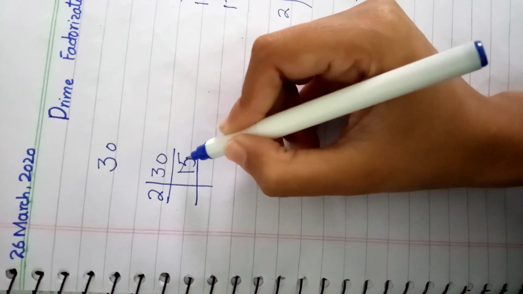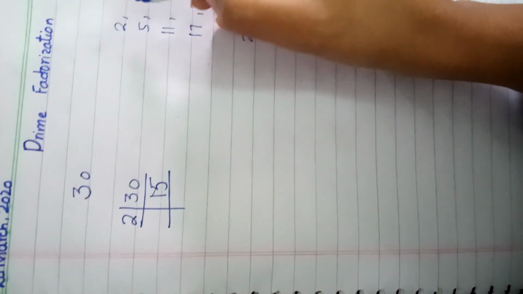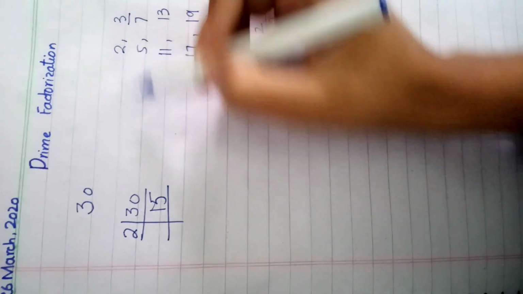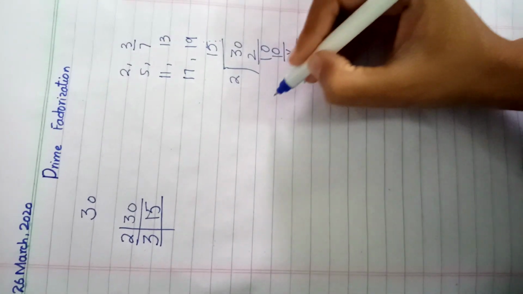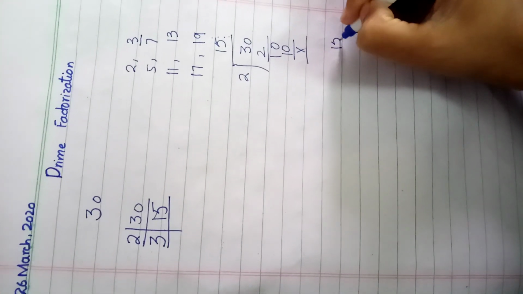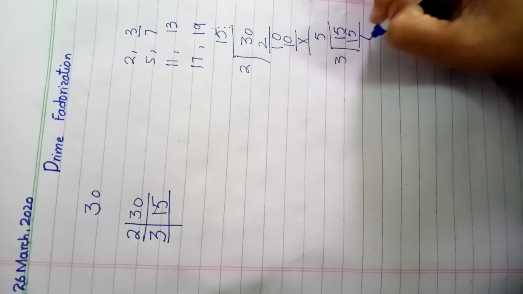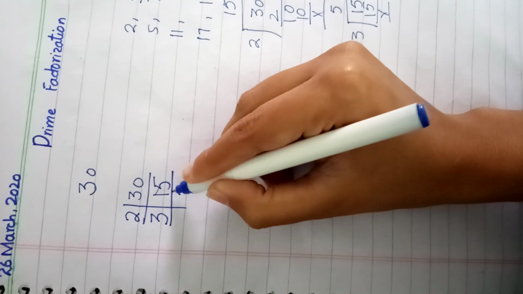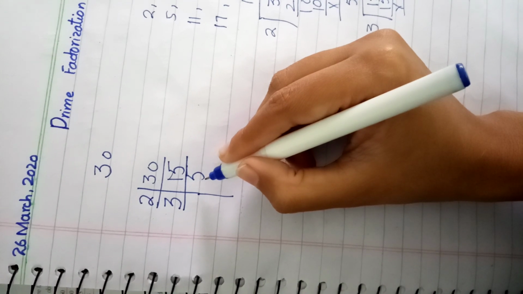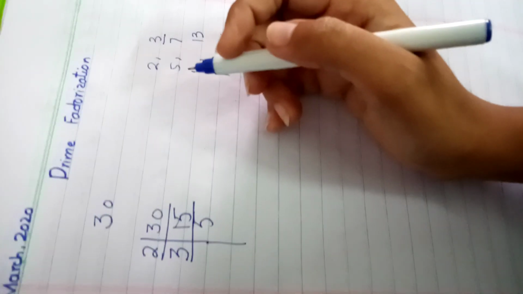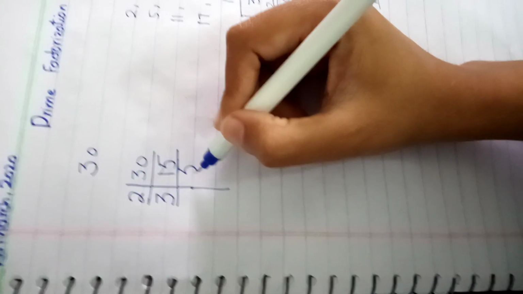Now we have to divide 15 by 2. Is 15 divisible by 2? No. So we take the next prime number, that is 3. We write 3 here, and now divide 15 by 3. 3 fives are 15, and we get the answer 5. Is 5 a prime or a composite number? 5 is a prime number, so our method will stop.